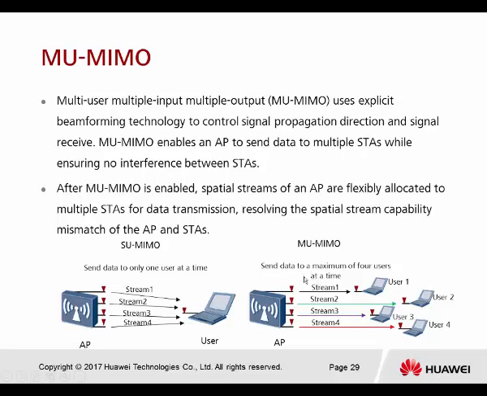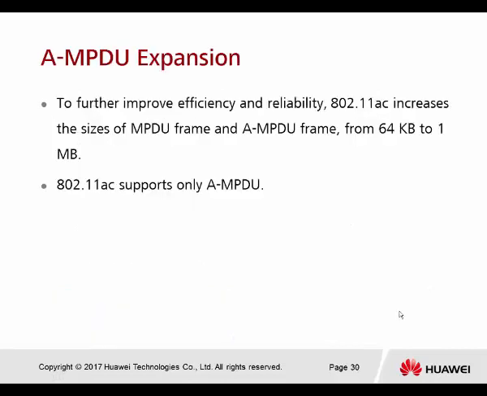For those devices, the AP can support MU-MIMO, so it is able to transmit to multiple PC users at the same time. So I don't need to focus on a single user, because I have 4 spatial streams, so I am able to stream to different users at the same time. So all the users don't need to wait. The MPDU expansion.